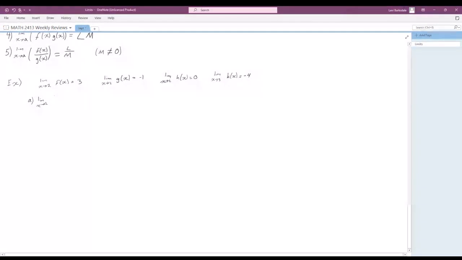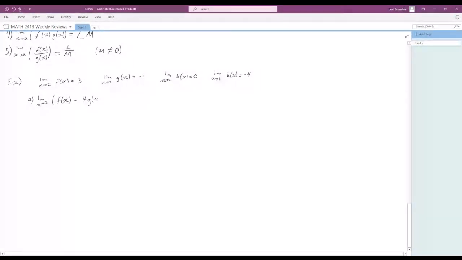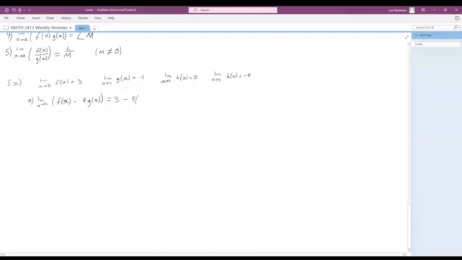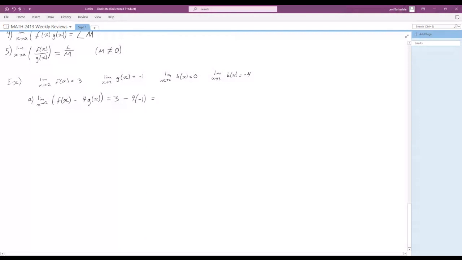this one will say f of x minus 4 times g of x. Well, by my subtraction rule, I know that this should be equal to the limit as x approaches 2 of f of x, so 3, minus, by my multiplication rule, I can just multiply my limit for g by 4. So 4 times the limit of g. So 3 minus 4 times negative 1 gives me positive 7. Straightforward enough? Cool. Time to throw some practice problems at you.